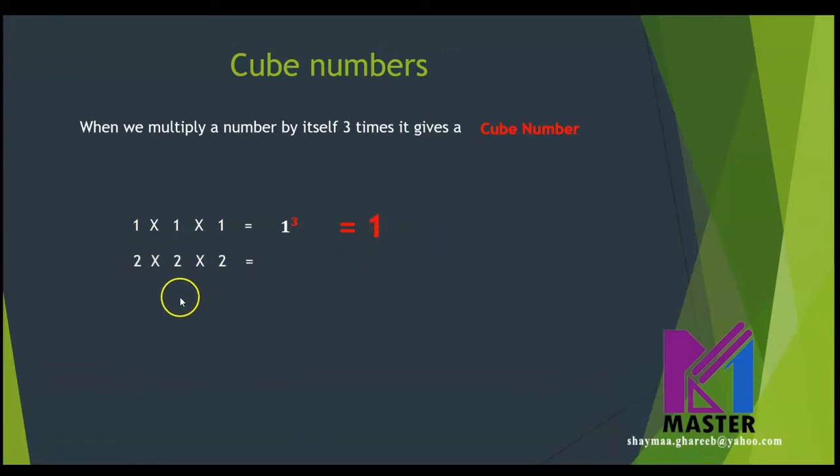Now let's try the 2. 2 times 2 times 2, 3 times, which means 2 to the power of 3 or 2 cubed. The value of 2 cubed is 2 times 2, 4, 4 times 2, 8. So the second cube number I have is number 8. What about this? Let's try the 3. 3 times 3 times 3, 3 to the power of 3, and the value of it is 3 times 3, 9, times 3 equals 27. So 27 also is a cube number.